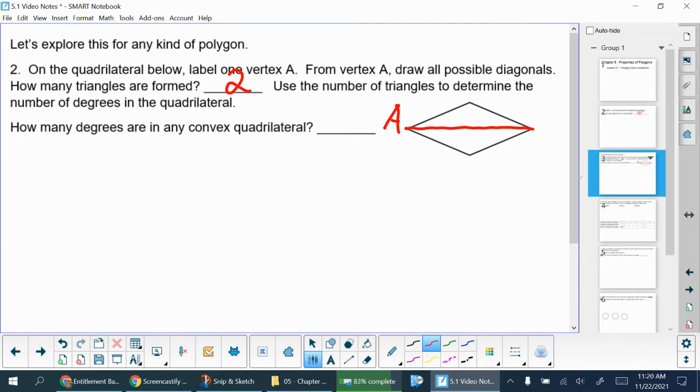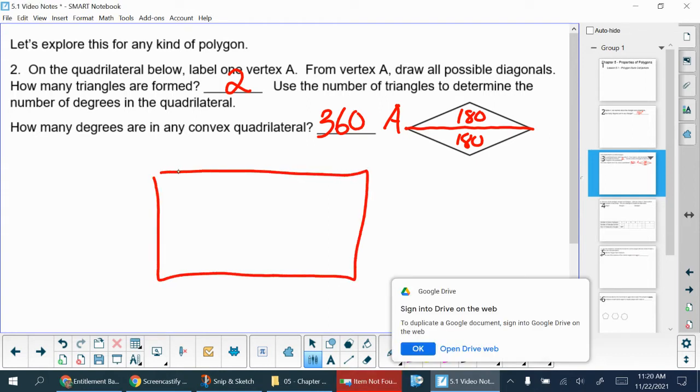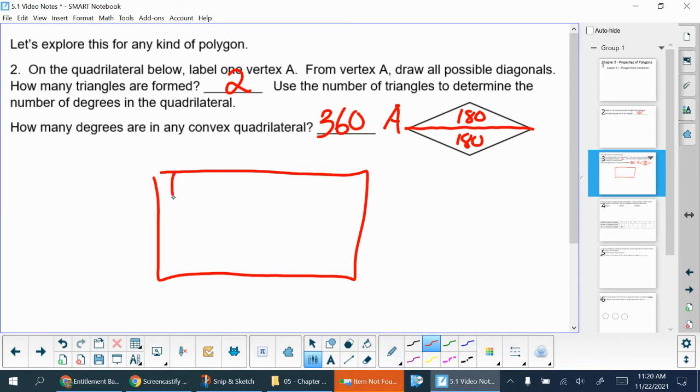And since each of those triangles is 180, that's 180, that's 180, we would have a total of 360 degrees in a quadrilateral. Now you've probably seen, in a rectangle, for example, we've got 90, 90, 90, 90. Well, that makes 360, but 360 is going to be the case for every single quadrilateral out there. But that probably makes sense.